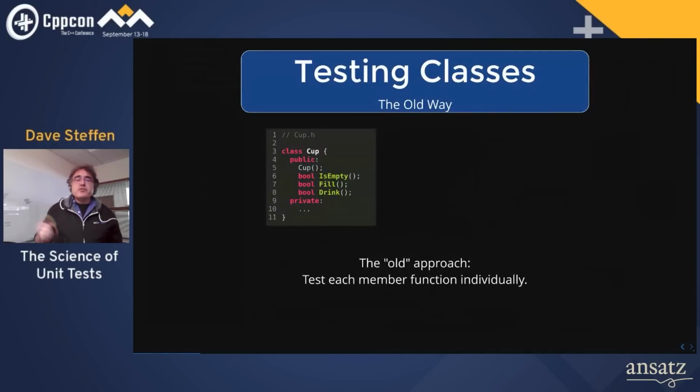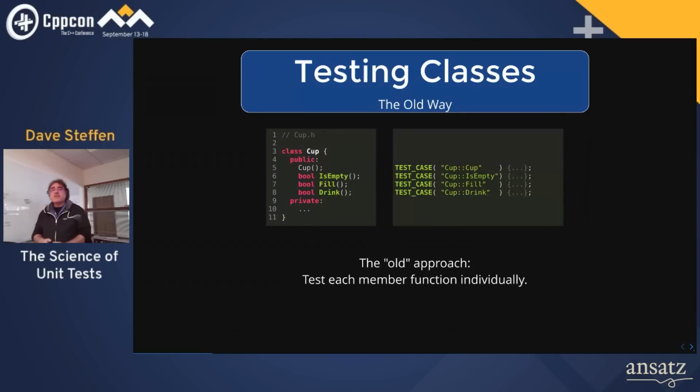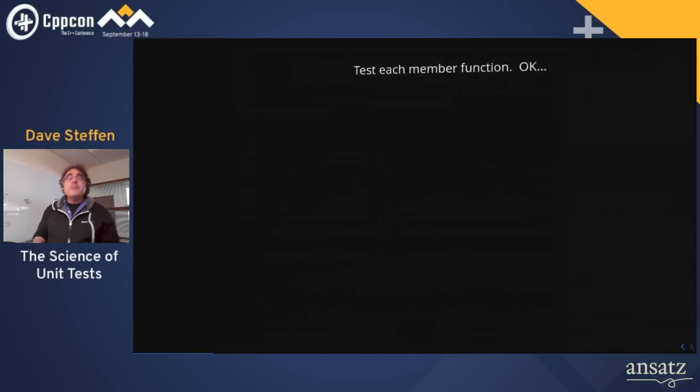Now, the old approach, which I used to do before seeing Kevlin's talks, was that for every member function, I would have a test case, right? Or maybe a couple if you want to separate out the error cases or something like that. But generally, you've got a default constructor, so you have a test case for the default constructor. You've got an isEmpty member function, you've got a test case for the isEmpty, all right? Now, this is actually not a good idea, and we'll find out why, but this is the way I used to do things, okay? But let's actually go try and do this.